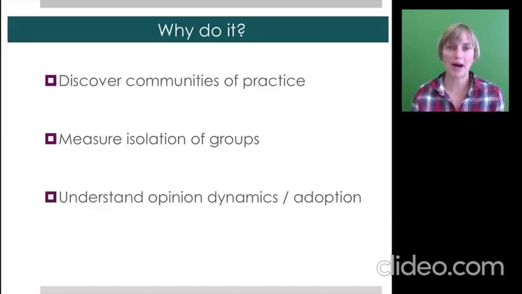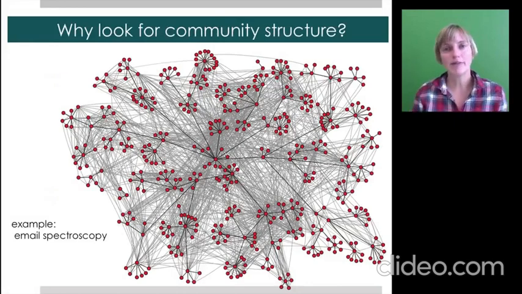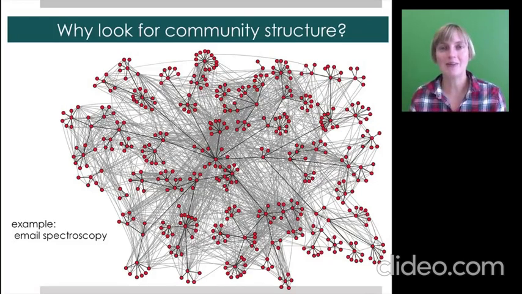So first, why do we do it? And I'll go through 3 separate reasons. The first is, well, these reasons are kind of social network specific. So the first is you can discover communities of practice. If you have communication between individuals, discovering which groups of individuals tend to communicate more with each other can tell you what is the structure of collaboration.